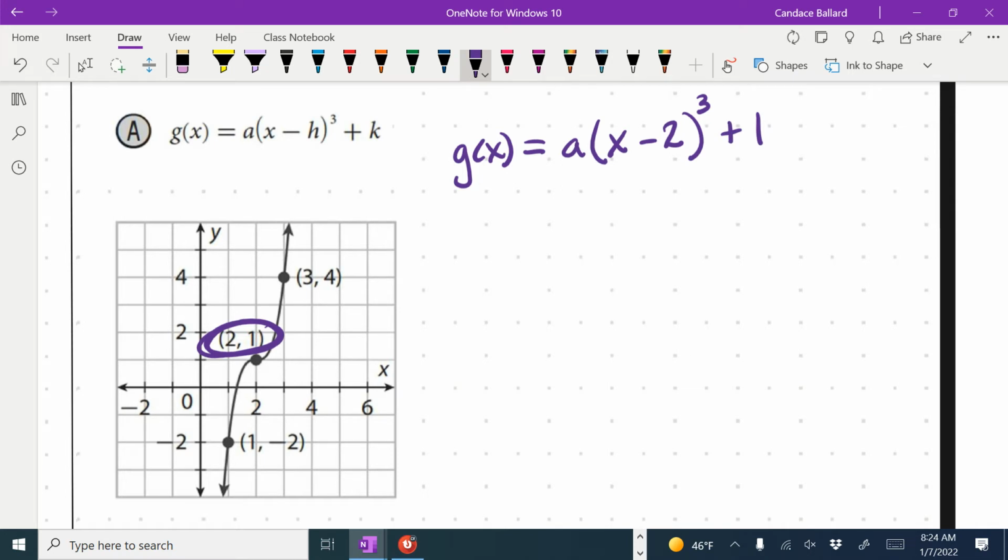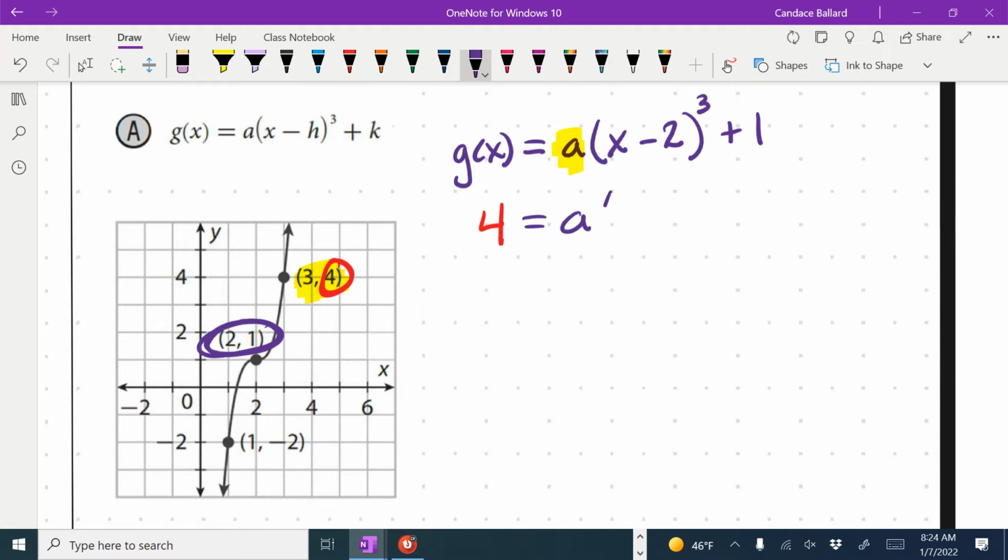All right. So we have that. We know that part of the equation. The problem is that isn't the exact equation. I need to figure out the a to get the whole equation. The good news is they gave me some other points. Do you see how they gave me 3, 4, and 1, -2? Pick your favorite. It doesn't matter. And we're going to plug those in for the x and for the g of x, which is like y. So I'm going to take that 4 and I'm going to plug it in for the y value.